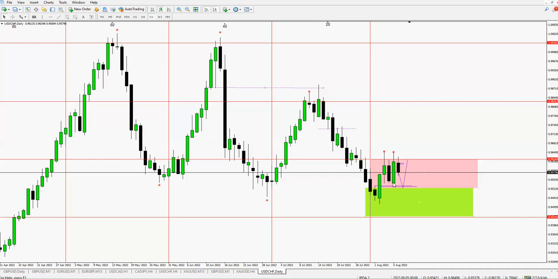So let's just quickly remove some of the stuff here. And let's couple up some higher time frame stuff here to see what's going on.